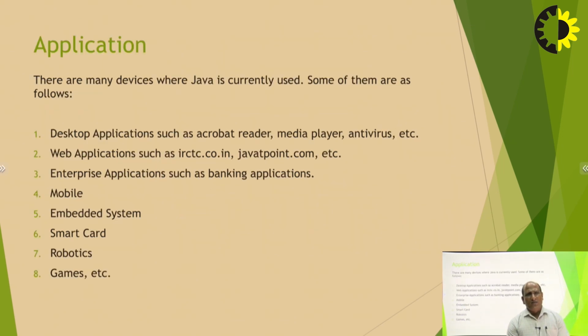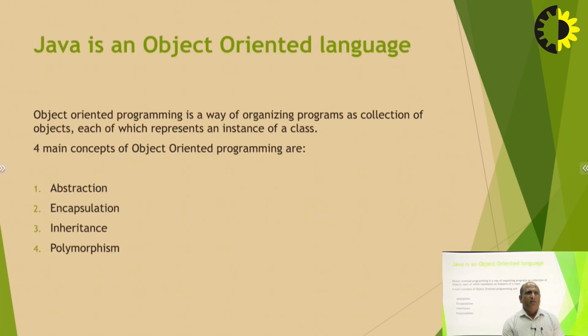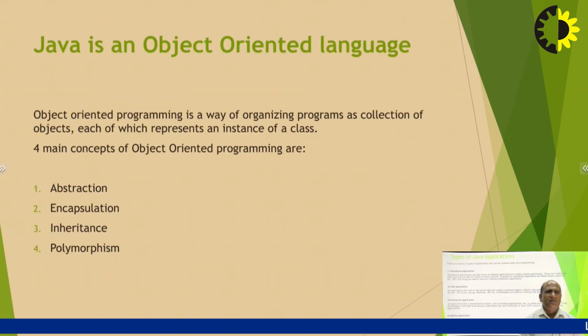So now let us come to the applications. You think of any area and you will find the applications of Java there. These are the applications where you can use the Java language to code that project. There are a number of types of application that you can develop using Java, like a standalone application, a web application, an enterprise application, and a mobile application. All these types of applications you can develop by the use of the Java language.